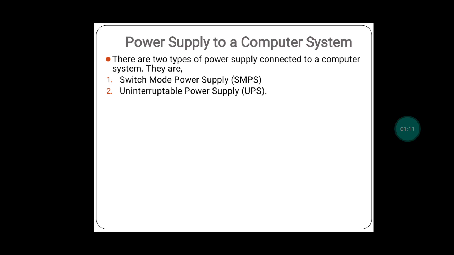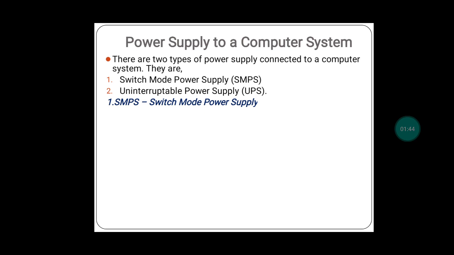Now we'll see which types of power supplies are connected to a computer system. There are mainly two types. The first one is the switch mode power supply, in short SMPS. The second is the uninterruptible power supply. A question can be asked here: expand SMPS. Switch mode power supply. Another question can be asked: expand UPS, that is, uninterruptible power supply.